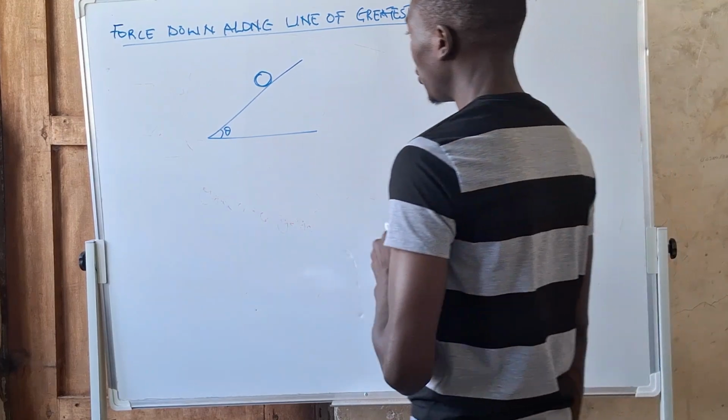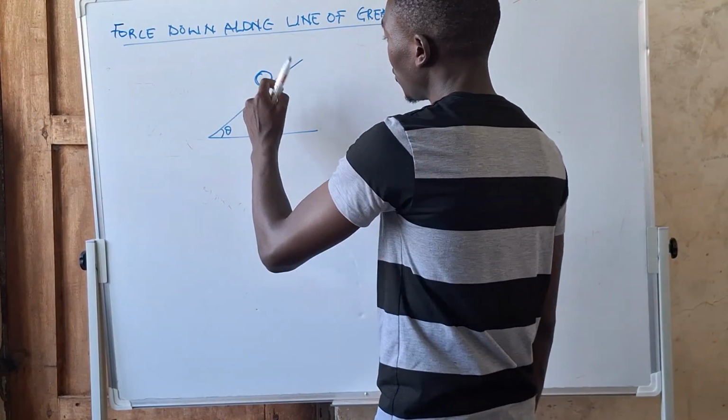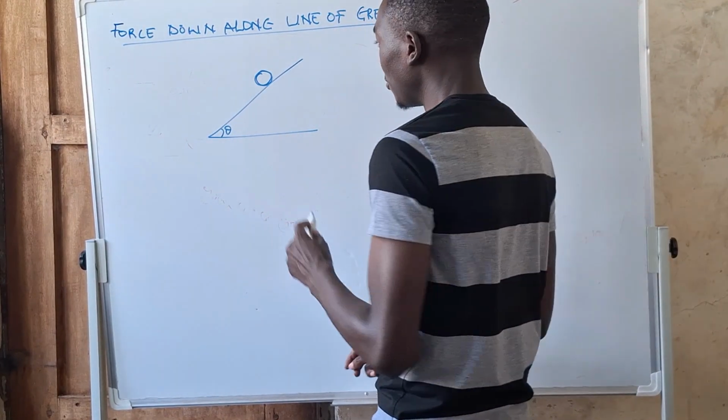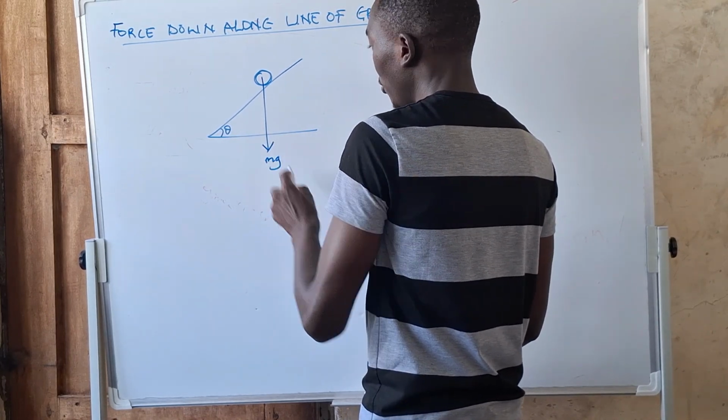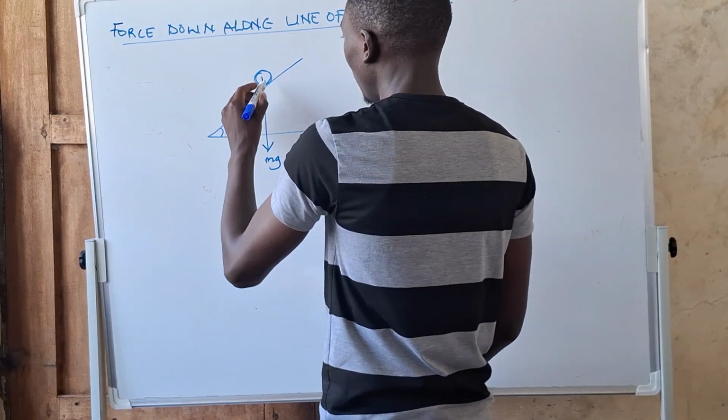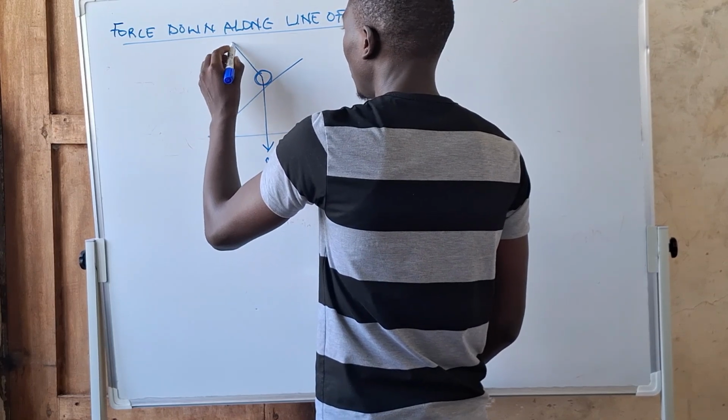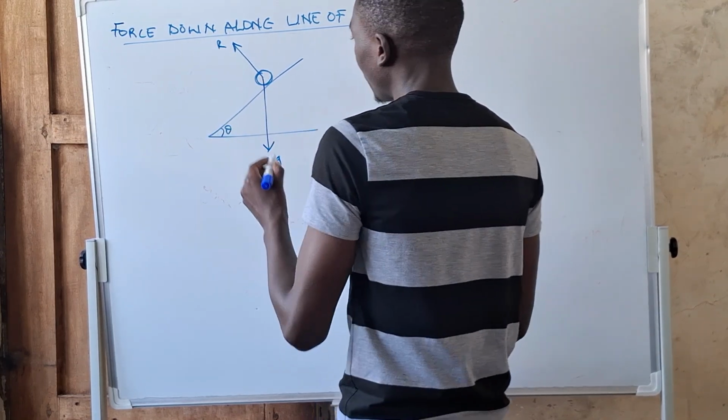We are looking at this case of a force acting up along the line of greatest slope. When the body is on a plane in this manner, there are two forces, since the plane is smooth. Number one is the weight, and then you have the normal reaction R.